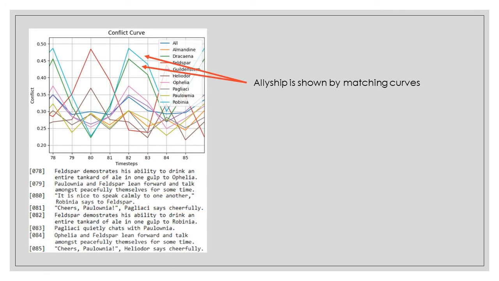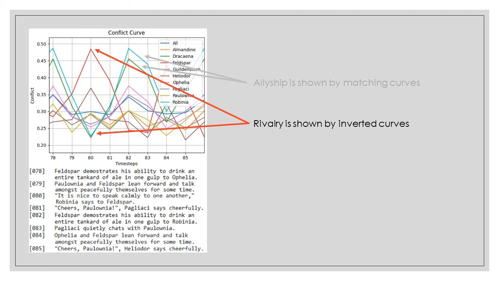To view how allyships and rivalries are represented, we keep track of the strongest conflicting and strongest helping interpersonal forces for each character. When examining the curves of the strongest rivalries and the strongest allies, we found the following. The strongest allied characters followed similar shaped curves, whereas for rival characters, the curve would be mirrored.